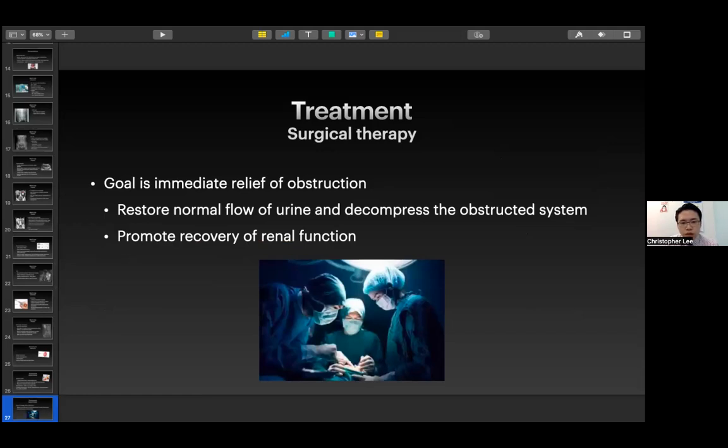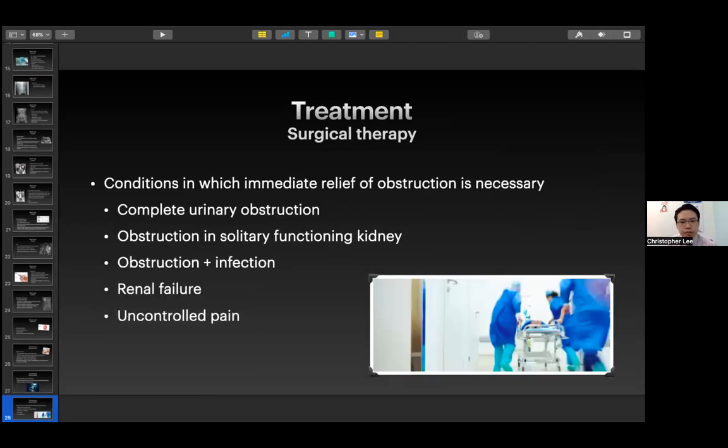Okay, now we move on to surgical therapy. So the goal of surgical therapy is immediate relief of the obstruction. This serves to restore the normal flow of urine and decompress the obstructed system, and also serves to promote recovery of the renal function. There are certain conditions where immediate relief of obstruction is necessary, and these are if there is a complete urinary obstruction, if there's obstruction in the solitary functioning kidney, if there's obstruction complicated by infection, if the patient has some renal failure, and if the patient has uncontrolled pain due to the obstruction.